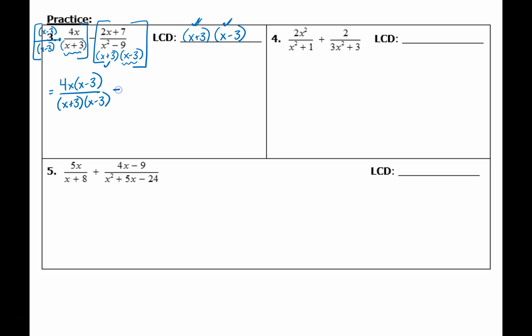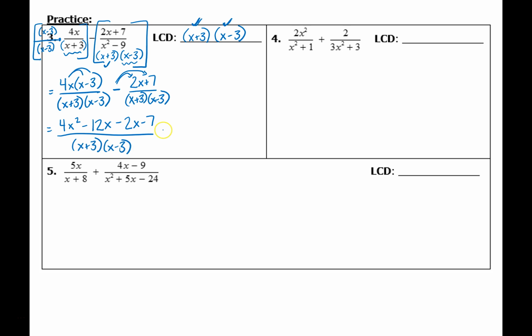And remember, this is a subtraction problem. I don't need to multiply anything on the right, so I'm going to leave it as it is, though I am going to write my denominator in factored form. Okay, so let's see, we need to do some distribution here. That's 4x squared minus 12x. And then this negative sign, I'm going to go ahead and distribute it so that I can do my subtraction. Minus 2x minus 7, and that's all over my LCD.